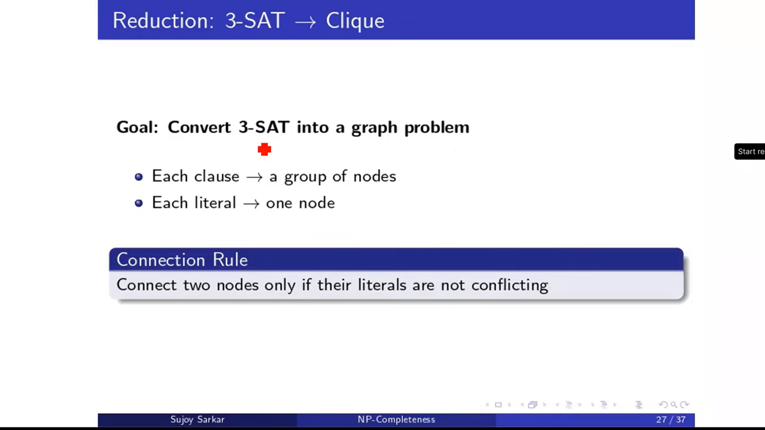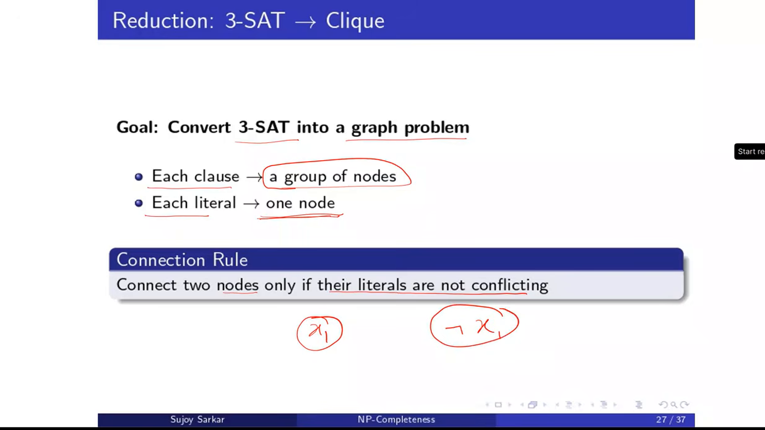Simply, for the given Boolean formula, we'll convert it into a graph problem by creating nodes. Each literal will create one node, and each clause will create a group of nodes. Then we'll add edges. When we connect edges, first, we'll connect two nodes only if their literals are not conflicting. So if there is an x1 node and a not-x1 node, here we cannot add an edge because these are conflicting. But I can connect x1 to x2, I can connect x1 to x1 also.